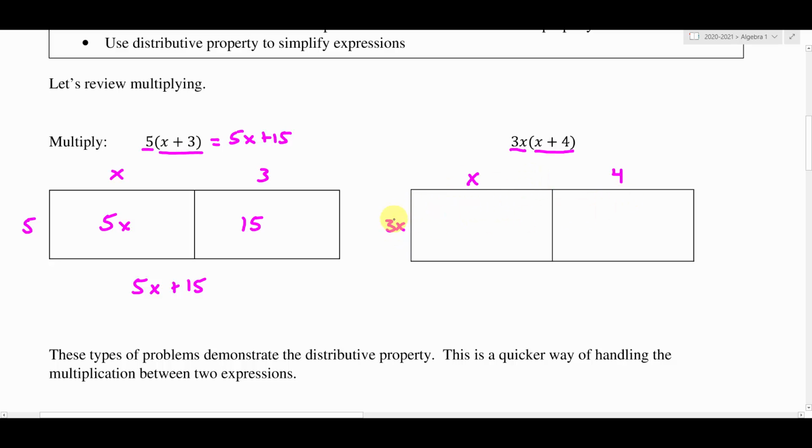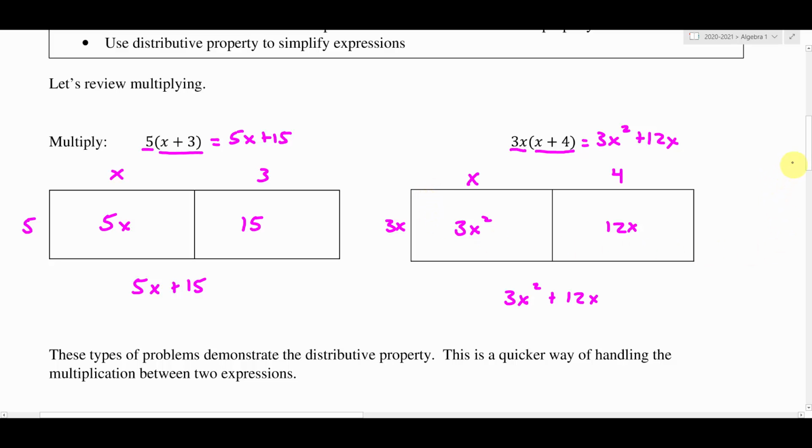Then we go through and we multiply, right? So 3x times x is 3x squared, and 3x times 4 is 12x. Then we add our two boxes together. So we get 3x squared plus, oops, I forgot an x there. 3x times 4 is 12x, right? So then I would have 3x squared plus 12x. All right, so we could say 3x times (x plus 4) is equal to 3x squared plus 12x. There's my final answer for that one.